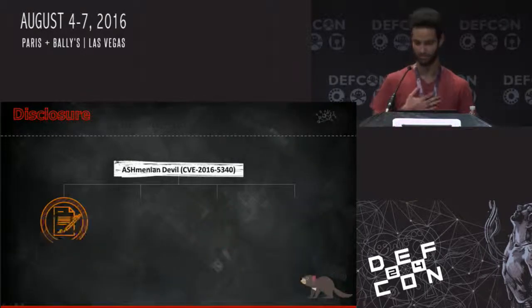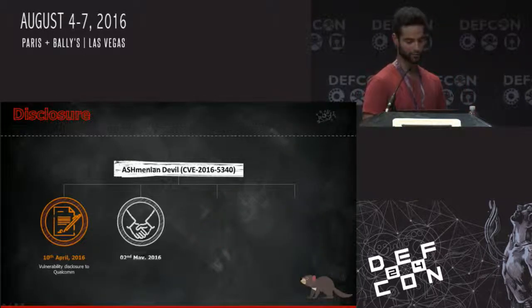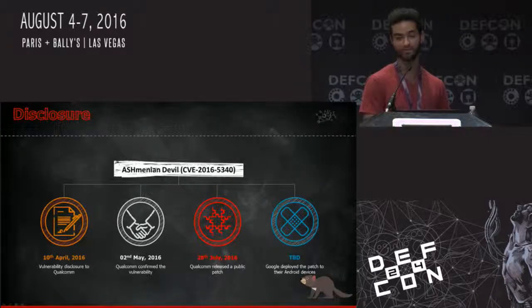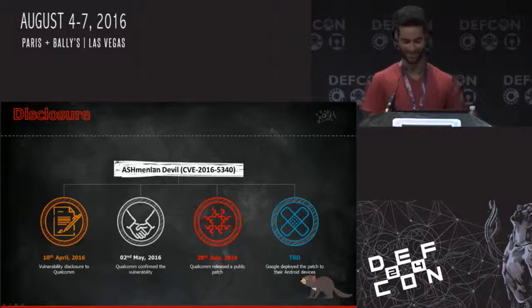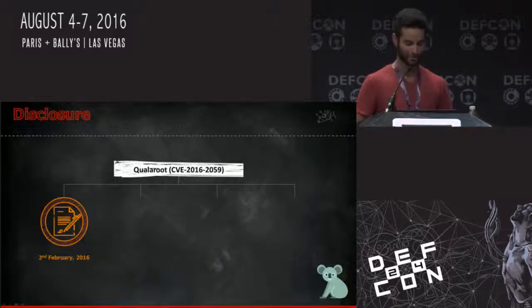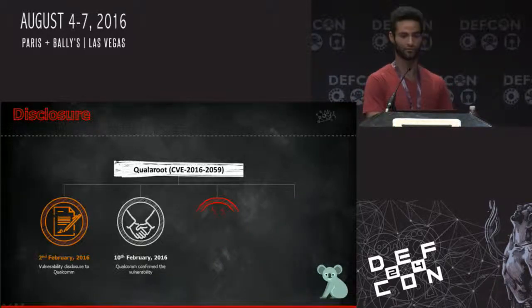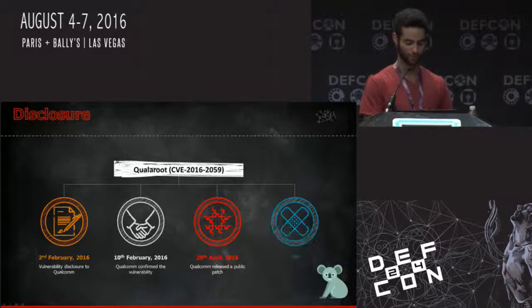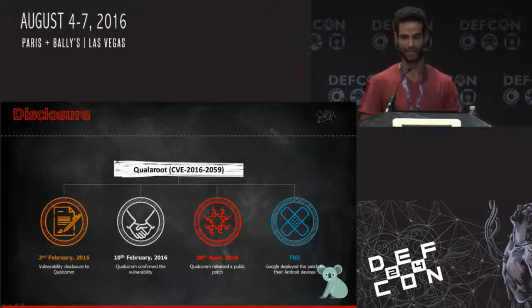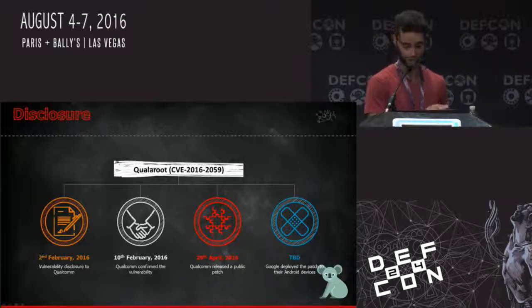Ashmani and Devil, I'm sorry to disappoint you. Even though Qualcomm released a patch, no device was fixed so far, at least no OEM that we know about, so you're all vulnerable. Congratulations. And finally, Qual root. So Qual root was the first vulnerability that we disclosed, and even though Qualcomm released a patch back in April, Google did not deploy it yet.